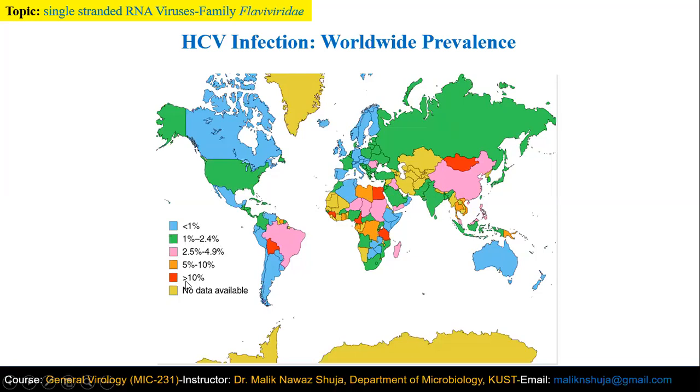Similarly, in some parts of the world the incidence or percentage of HCV is more than 10%, which are considered the red zone of the world. And for some parts of the world, there is still no data available to WHO or CDC or some other organization, so they are presented with a yellow color. So in this map, the distribution of the virus has been presented.